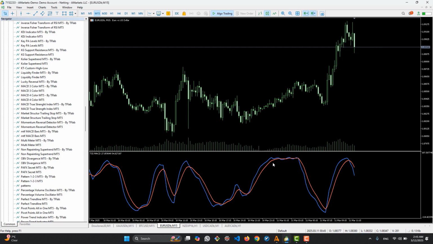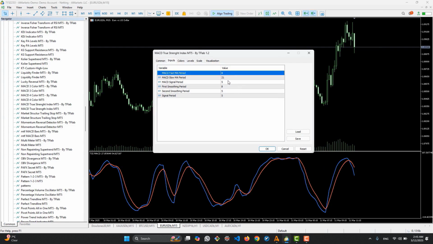Let's review the settings of this indicator together. The first option in the settings is the moving average fast period in the MACD indicator. The second option is the moving average slow period in the MACD indicator, and the third option is the signal line period in the MACD indicator.